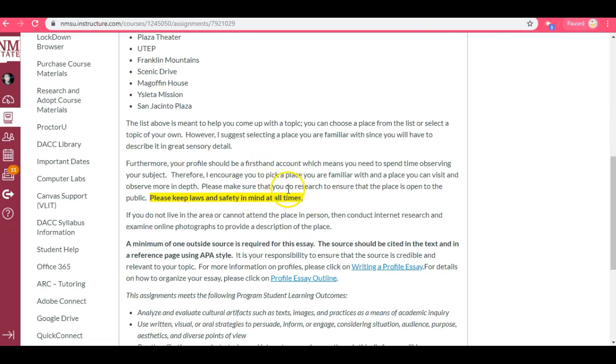Now, one of the things, like I mentioned already, is you want to pick a place that you are somewhat familiar with, any place that you can possibly visit, because your profile essay should use a lot of sensory detail. Also, I do have to mention this again. Please don't trespass, break into any places, or go into places that people are not allowed into. Please keep laws and safety in mind at all times.